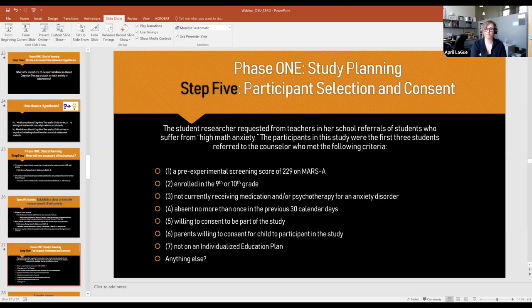Or part of special education programs. So in this instance, is there anything else that you can think of that Angela needed to account for or try to control in participant selection?